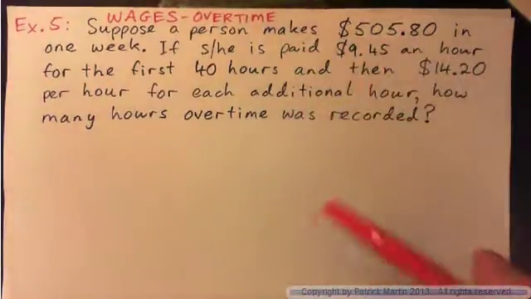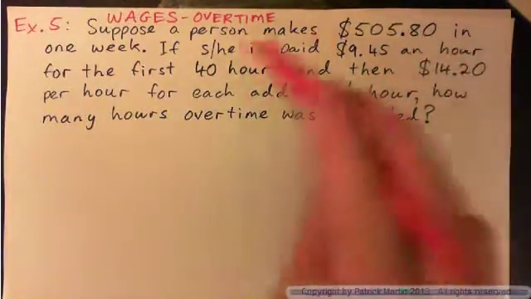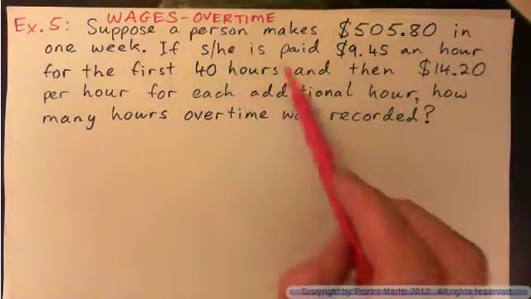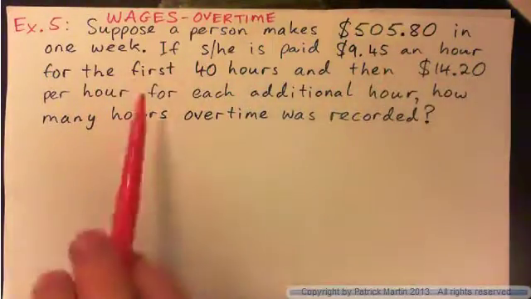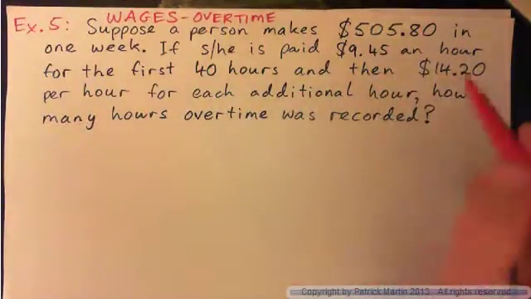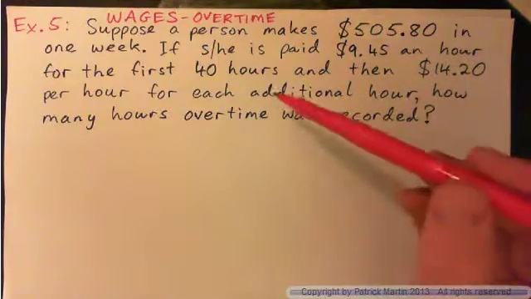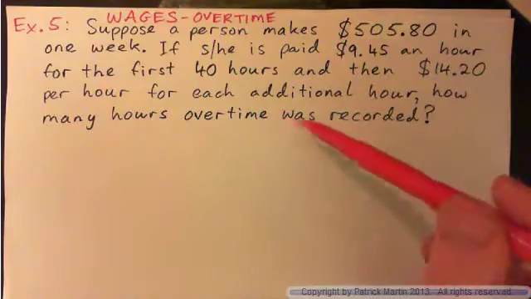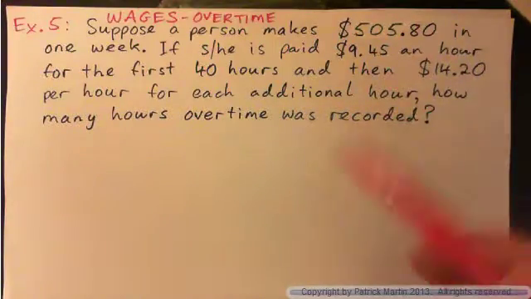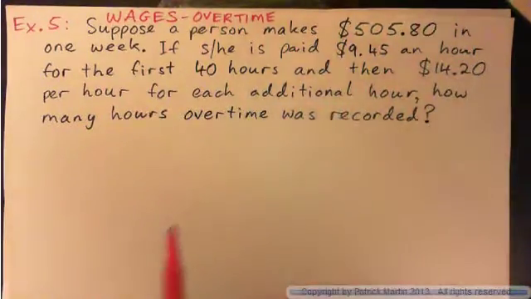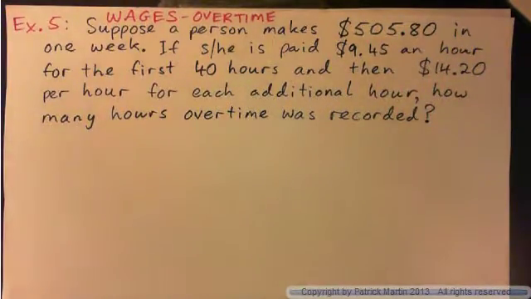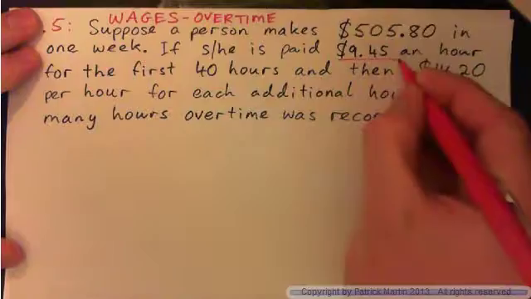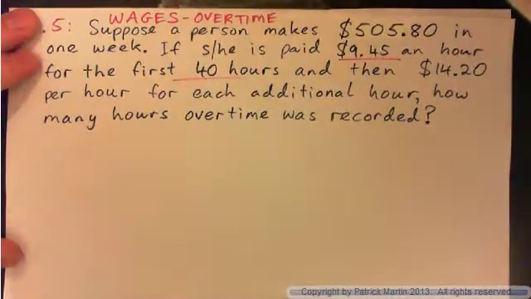Wages and overtime. Suppose a person makes this amount in 1 week. If she or he is paid $9.45 an hour for the first 40 hours, and then $14.20 per hour for each additional hour, overtime hours. How many hours overtime was recorded? So she was paid this amount for the first 40 hours.